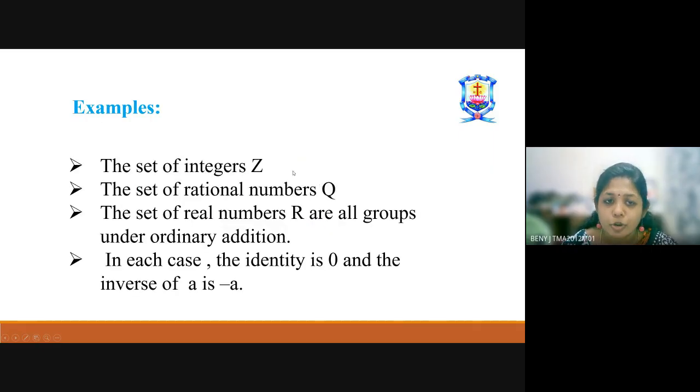Example: the set of all integers, the set of all rational numbers, and the set of all real numbers are all groups under ordinary addition. For addition, the identity element is 0 and the inverse of an element is the negative of that element. For example, the inverse of 2 is minus 2, and the inverse of 3 is minus 3. Let me check whether it is a group under addition or not.